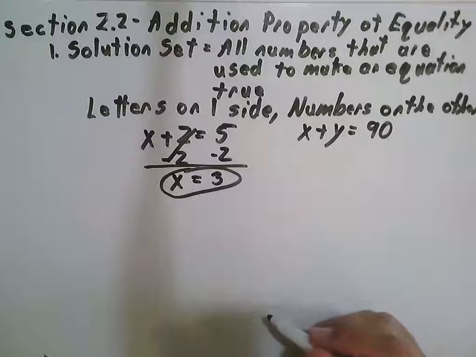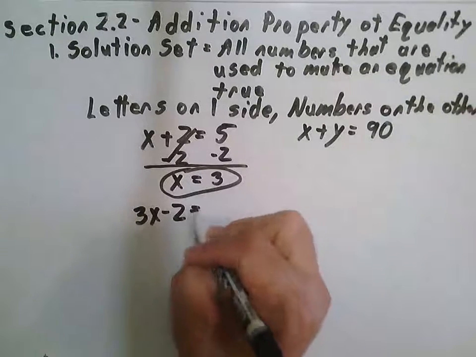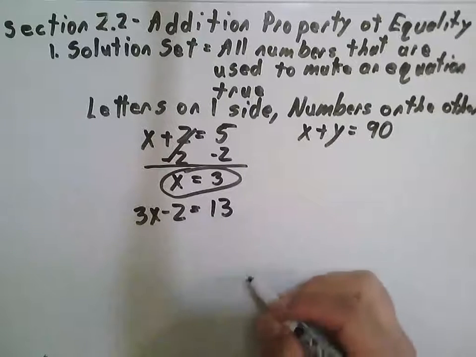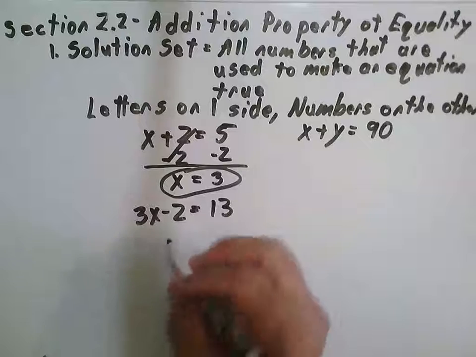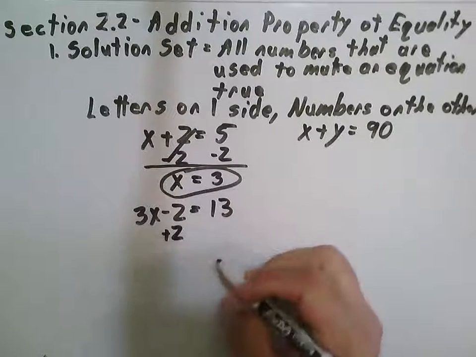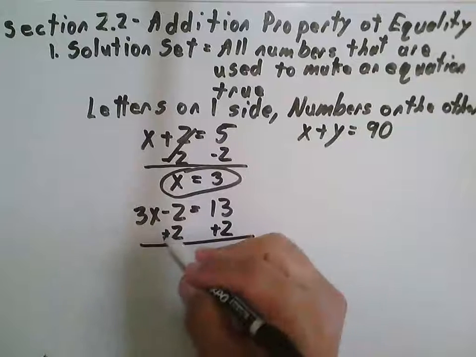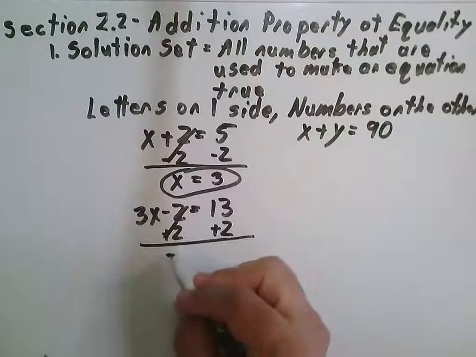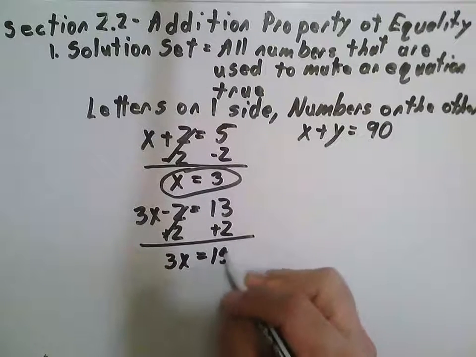Now, it doesn't matter what we change these to. For an example, if I say 3x minus 2 is equal to 13, the same process will work. Because this is a negative number now, I use its opposite, which is a positive 2. Whatever I do on one side of the equation, I always do on the other. By doing this, you remove the numbers and have your letters on one side. So this becomes 3x is equal to 15.